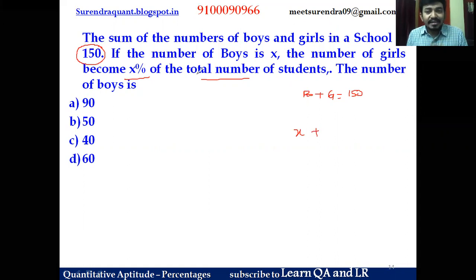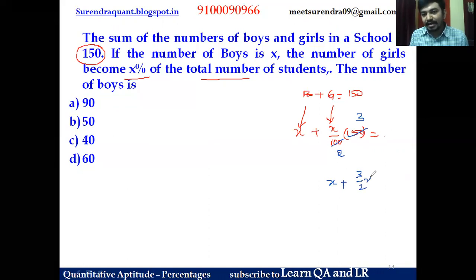But what is the girls? The girls are X% of the total students. So, boys are X and girls are X% of the total, which is given as how much, friends? Which is 150. Now, can you see 50 percent of 150 is 75, and 2 percent of 150 is 3? So, X plus 3X by 2. If anybody has a doubt, I can write it in detail.